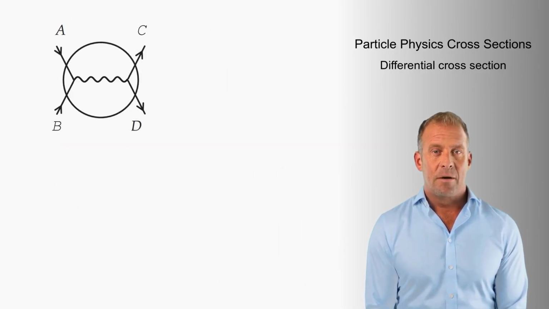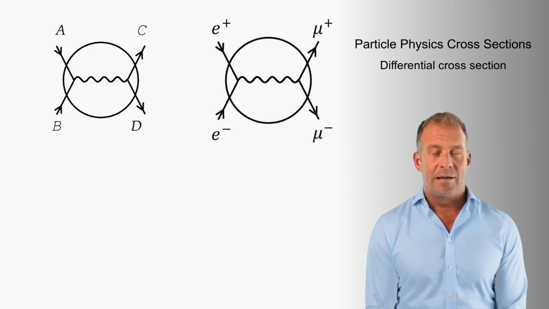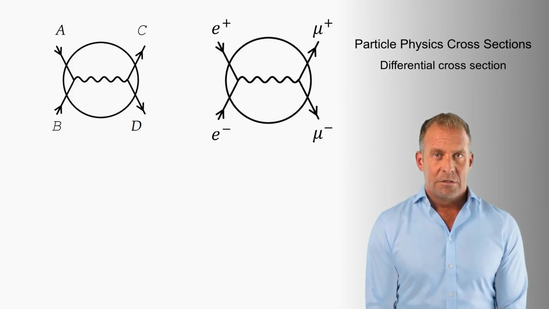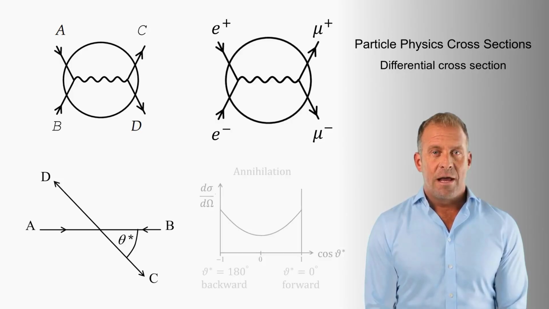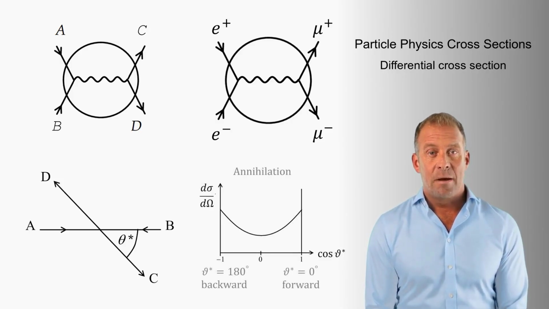If the two incoming particles are a particle and its antiparticle, they can annihilate into a mediator particle. One example is a positron and an electron annihilating into a photon, leading to a pair of a positively and a negatively charged muon. Here too we can study the angular distribution of the outgoing particles. For annihilation, the distribution of theta star is symmetric. Forward and backward are most likely, while 90 degrees is less likely.